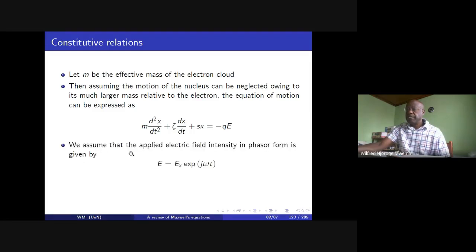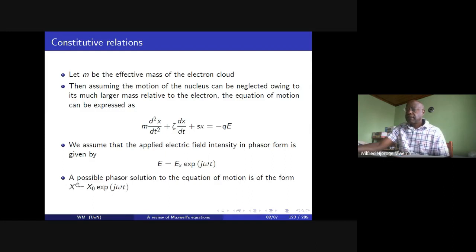So we assume that the applied electric field, this minus Q is of course because of the electronic charge, it's an electron we are dealing with. So the applied field has a phasor form given by E of x multiplied by the exponent of j omega t. E of x could be real or a phasor value, but we are assuming that we have no phase. The phase reference is equal to 0.